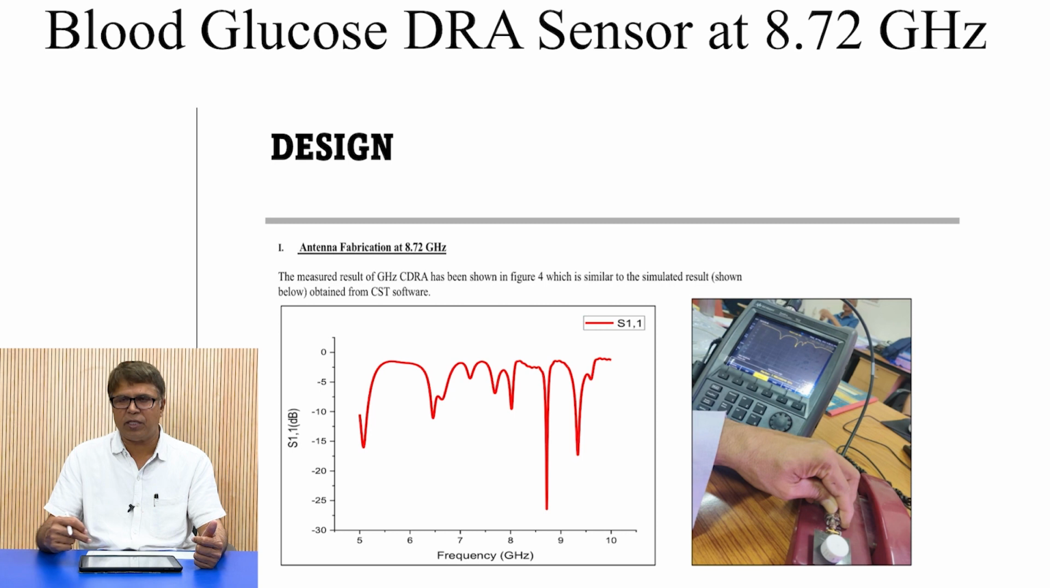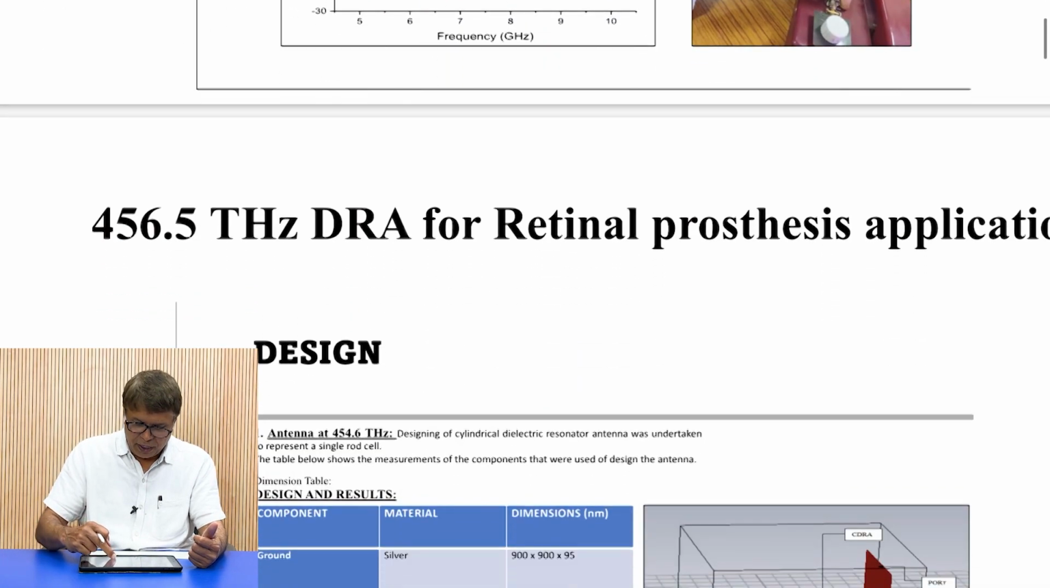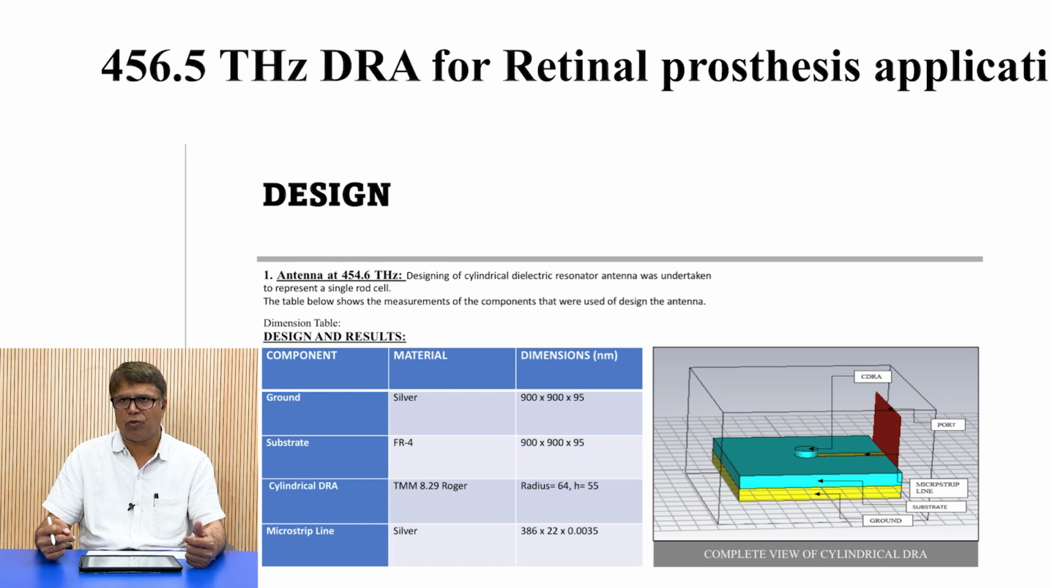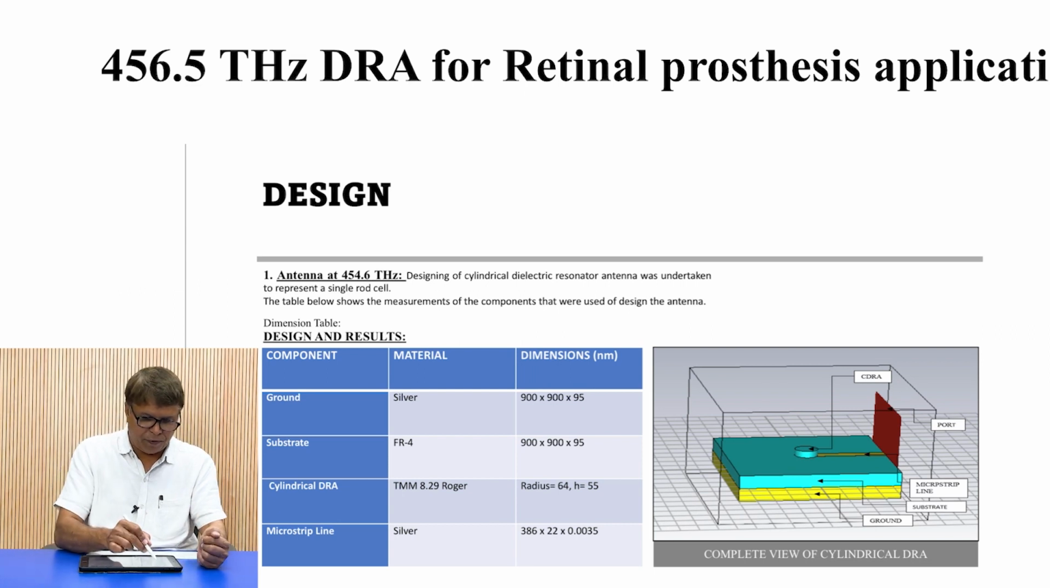Similarly, we can use the CDRA for measuring different parameters like temperature, pressure, and other biomarkers. Now in this CDRA, we have worked at microwave frequency. Similarly, we can switch and go up to terahertz frequency. The second application of DRA we have made is to use this CDRA at a frequency of 456.5 terahertz.